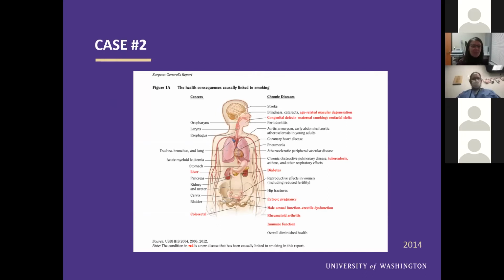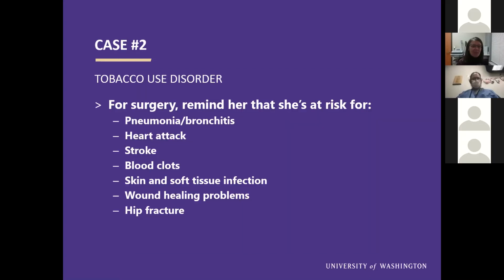This image is from the 2014 Surgeon General's report. The effects of smoking on the body are legion, as you all know very well, and many of them impact recovery from surgery. For patients, the risks that I typically call out, they almost always have lung cancer and emphysema on their minds, but for surgery, we want to think about the risk for pneumonia and bronchitis, myocardial infarction, stroke, venous thromboembolism, skin and soft tissue infection, which, as you saw from Dr. Wilkerson's slides, is very costly, and also wound healing problems and risk for hip fracture.